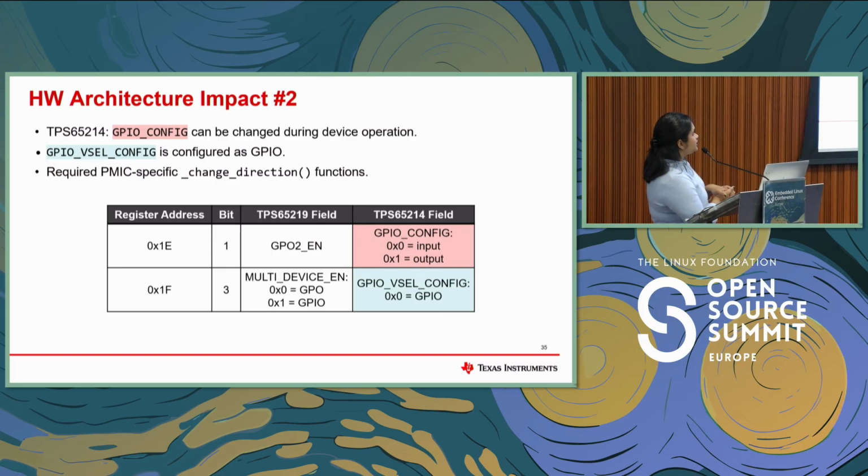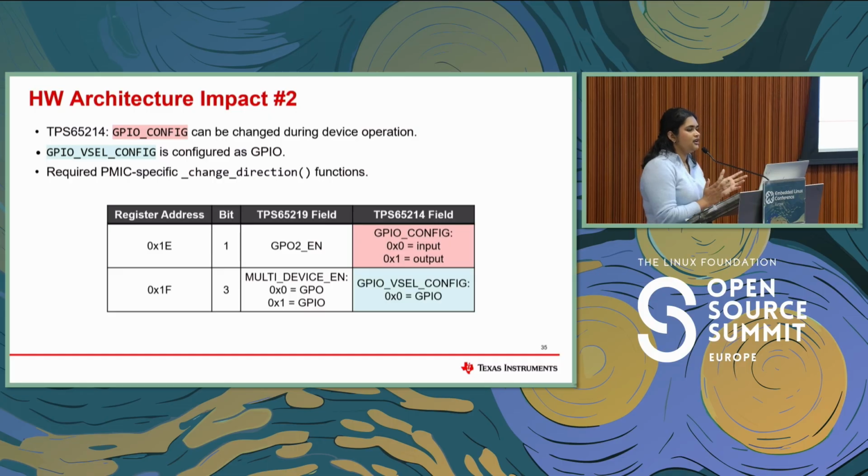The second hardware architecture impact will explain why change direction functions were needed for each PMIC. So as I mentioned previously, TPS65214's GPIO has a configurable output during device operation, where TPS65219, the original one, did not. So, okay, great. GPIO config can be changed in red, and that happens if in blue that bit position is set to 0.